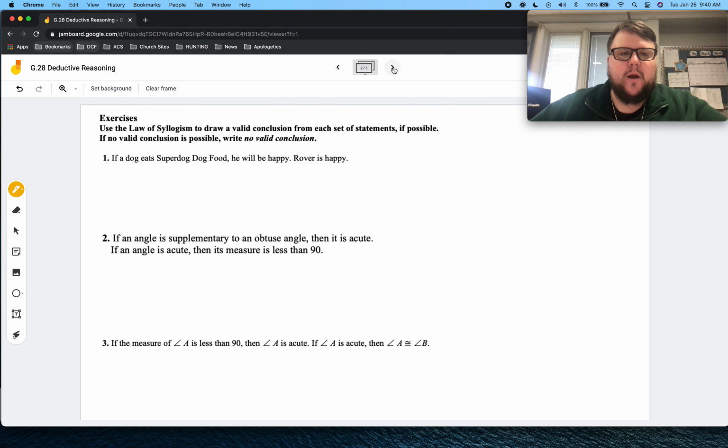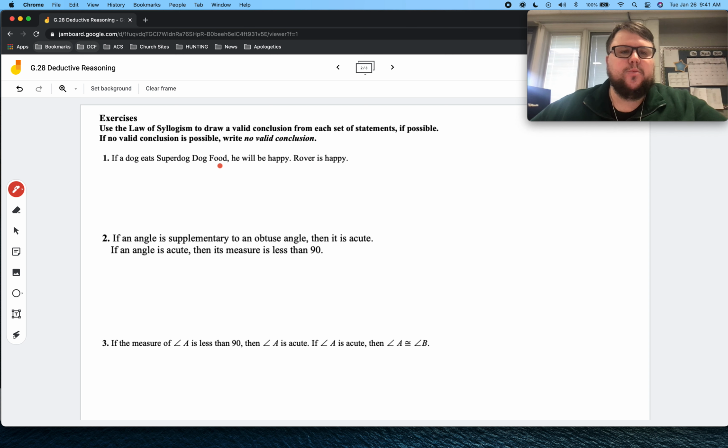So we have 5 problems, and again, just like yesterday, I'm going to do them with you, but I expect you to pay attention, and I expect you to write the answers down on your own and submit your work. I'm not going to write the answers for you in what you're submitting. You have a blank copy just as I have a blank copy, and we're going to go through it. Use the law of syllogism to determine if we can make a valid conclusion or not. If there's no valid conclusion that can be made, then we just say no valid conclusion.